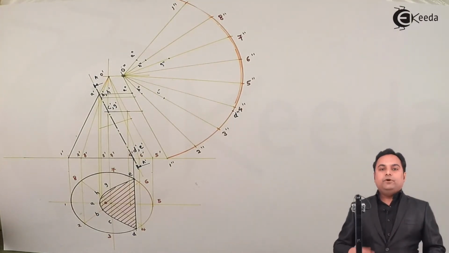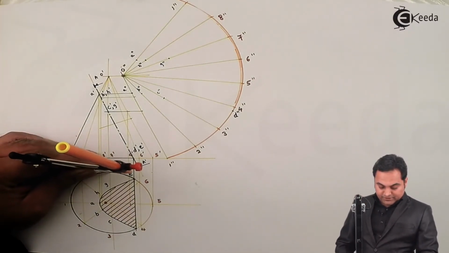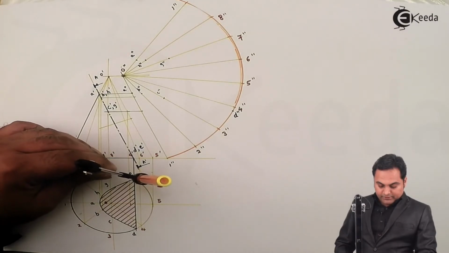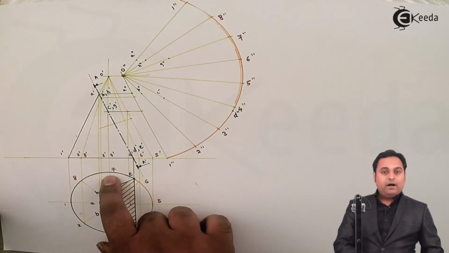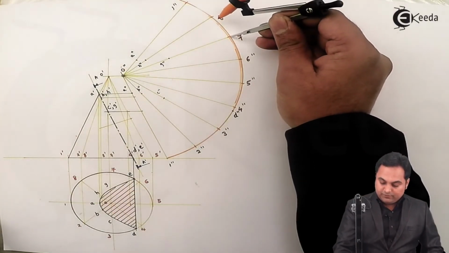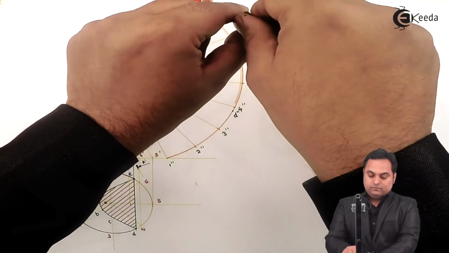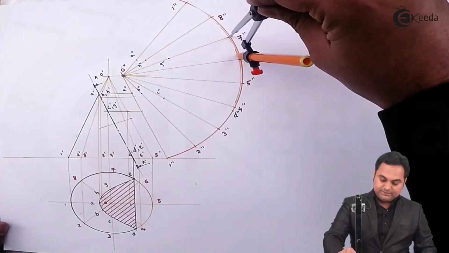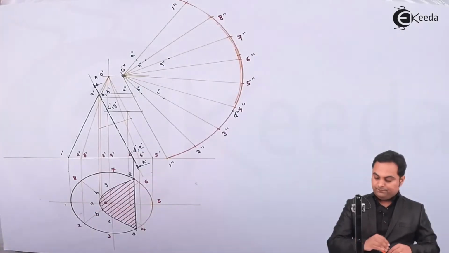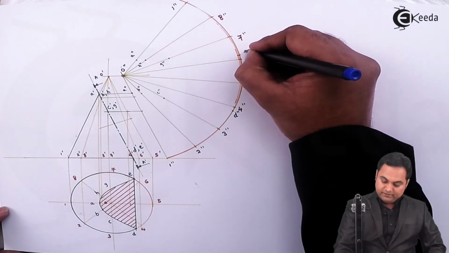Next, for point E, in a similar manner, I'll take the distance from point 7 up to point E. They are at the same location, and mark it on 7 towards 6. So marking it from 7 towards 6, that will give me the point E double dash.